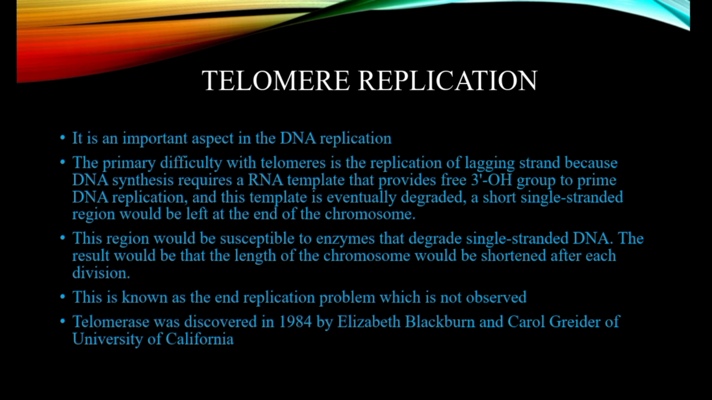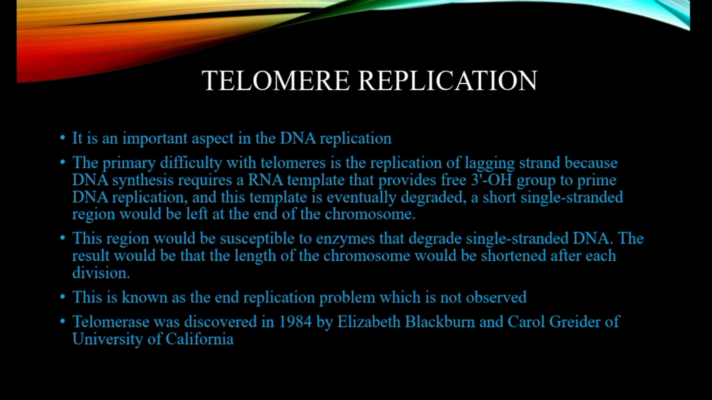Also, a short single-stranded region is left at the end of the chromosome. This region is susceptible to enzymes and will get degraded as single-stranded DNA. The result is that the chromosome length gets shorter after each division. So this is the process of telomere replication difficulty, which is also known as the end replication problem.